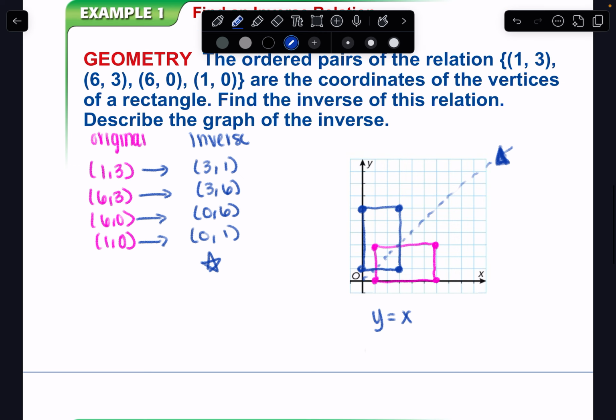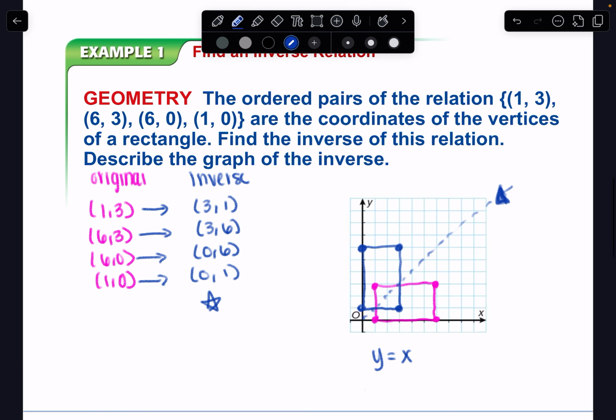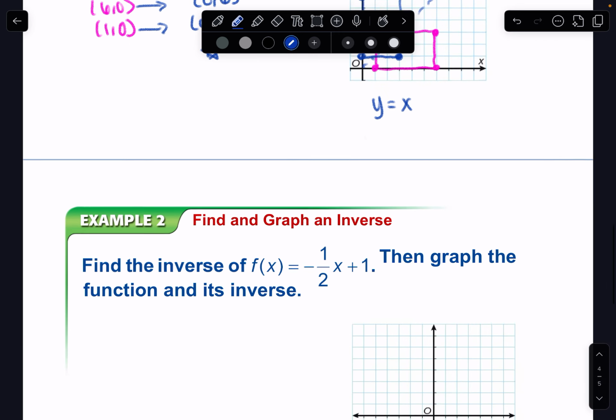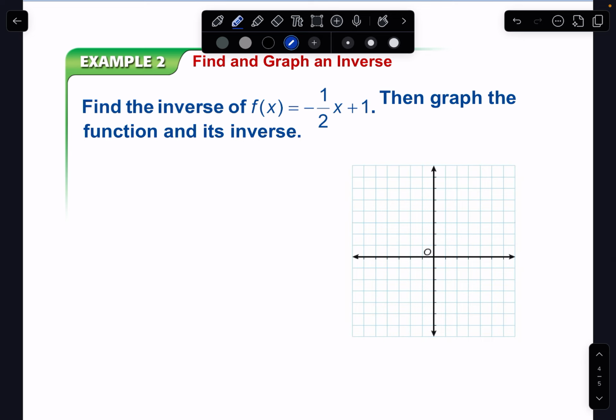Generally these types of questions are going to be a shape. It's generally going to be a rectangle, a triangle, something along those lines, versus example 2 that we're getting ready to get into, which is going to be a line. You might see a line on this question, but it's going to be the same type of scenario. So for example 2, it says to find the inverse of f of x equals negative 1/2 x plus 1, then graph the function and its inverse.